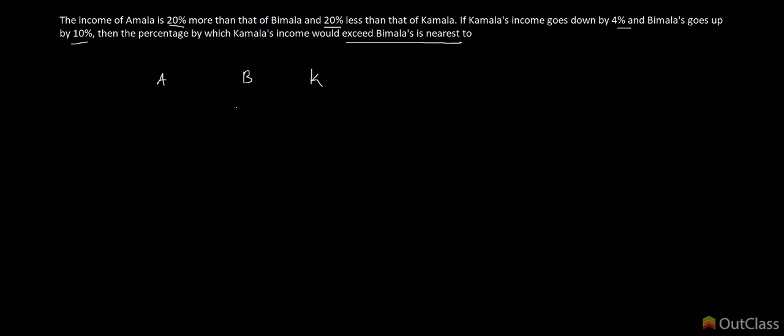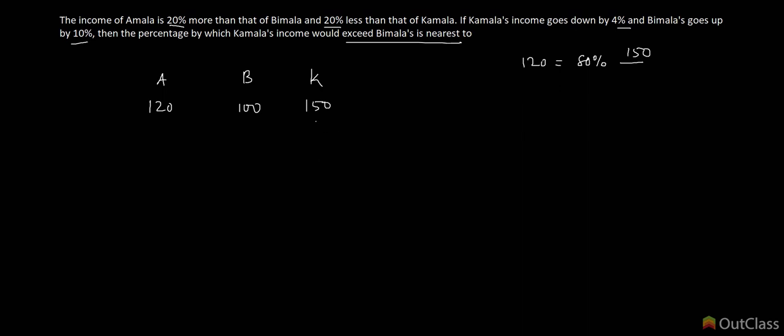Bimala is 100. Amala is 20% more than that, so Amala is 120. And Amala is also 20% less than Kamala. So 120 is 20% less than what value? It is basically 120 is 80% of what value? And when you solve it, you will get 150. So Kamala is 150. What happens afterwards?